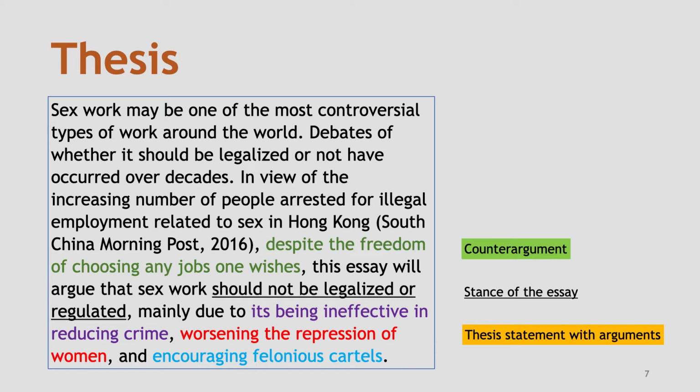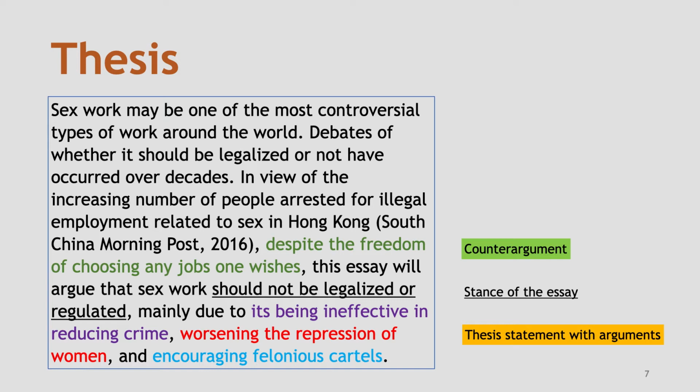Okay, they are being ineffective in reducing crime in purple, worsening the repression of women in red, and encouraging felonious cartels in blue. So they are written in noun phrases or in gerund phrases. It's a way of writing consistently in terms of using the parallel structure. For a thesis statement to be more effective, aside from the stance and the arguments, you may also consider writing a counter argument which is in green.